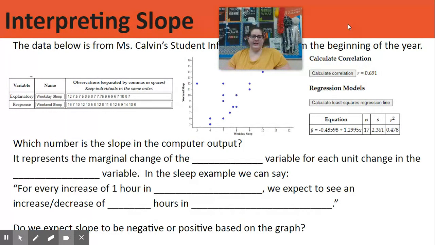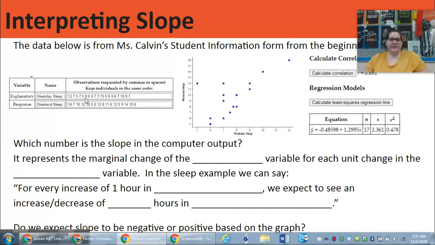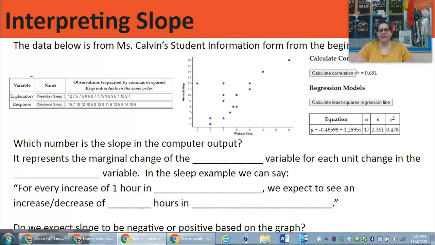So this is looking at a set of data that I put in there. This is looking at how much sleep people typically get on a weekday, and then how much sleep they typically get on a weekend. I made a scatter plot, and I can see that it has a generally positive association. As people get more sleep during the weekday, they tend to get more sleep on the weekend. That makes sense. We have our correlation coefficient right here.